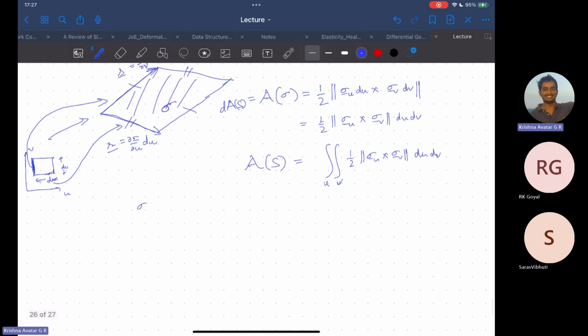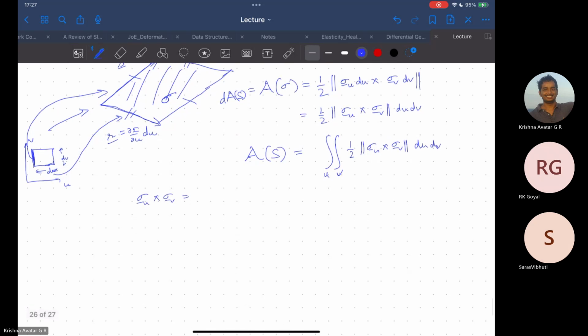Okay, so now let's take a look at sigma u cross sigma v. So sigma u cross sigma v, right? This is much like a Jacobian. In fact, it is a Jacobian, because Jacobians are always known to be positive, and it should be always positive in nature, or if not, it should always be non-negative. That's what I mean, right?